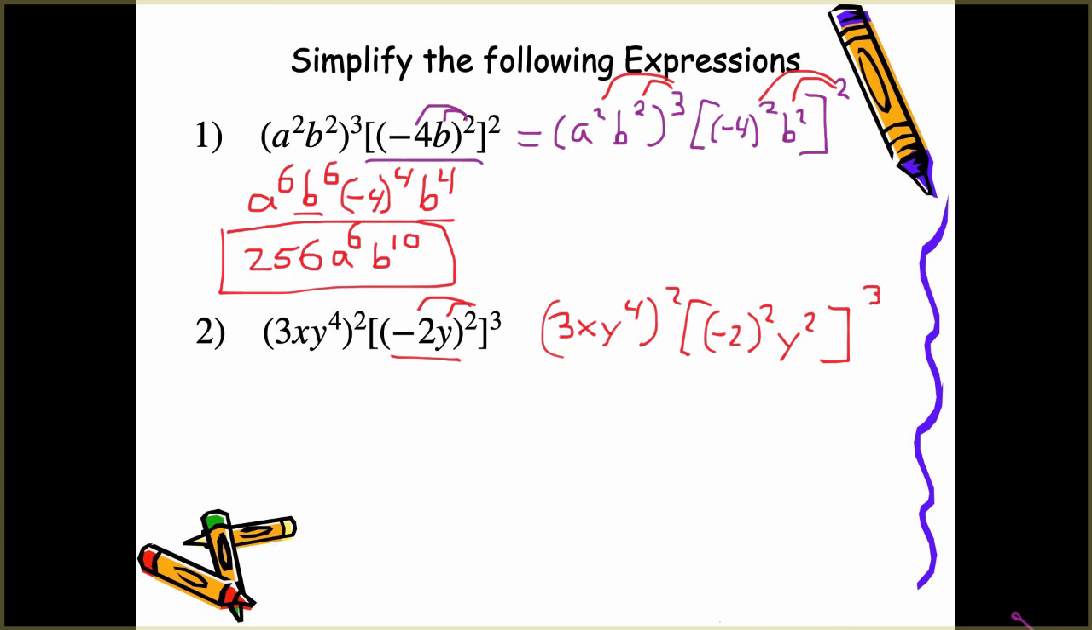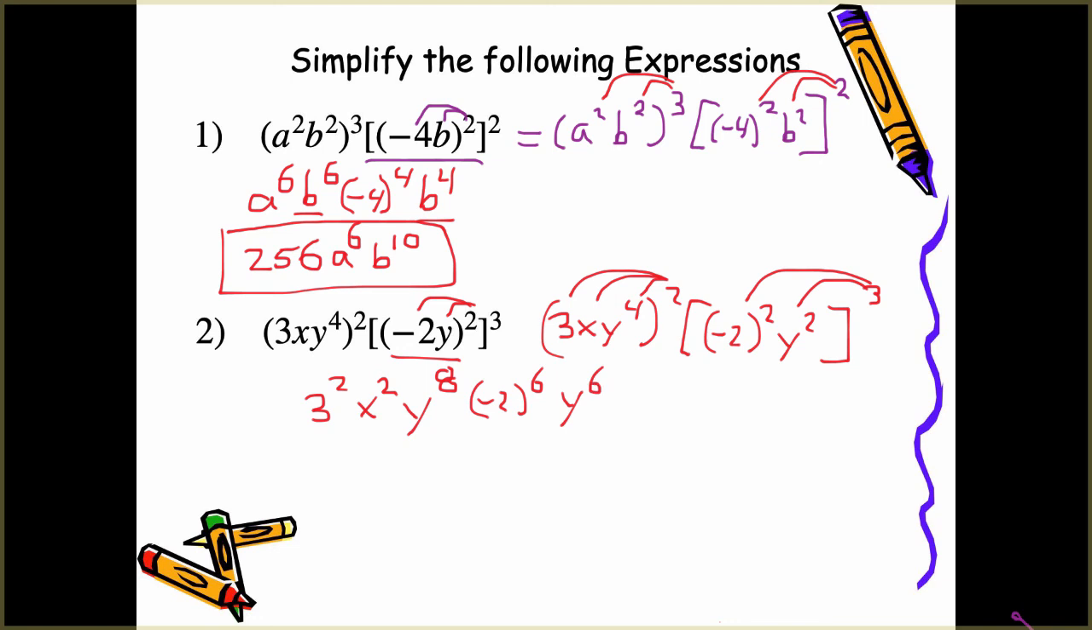Next, I'm going to distribute my power to all the parts in both the first and the second groupings. So then we get 3 squared, x squared. We have y to the 4th raised to the 2nd, which is y to the 8th when we multiply them together. We have negative 2 squared, and we're raising that to the 3rd. We get negative 2 to the 6th power. And y squared raised to the 3rd is y to the 6th power.